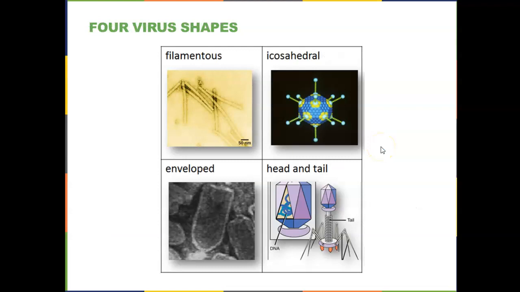So the envelope is the variable bit that may or may not be present on viruses. All viruses have nuclear material surrounded by protein.